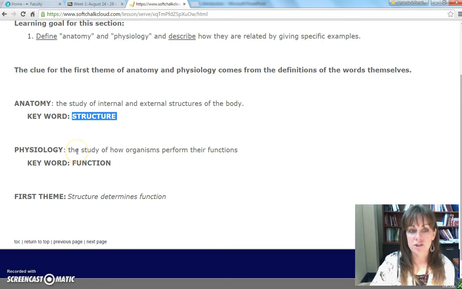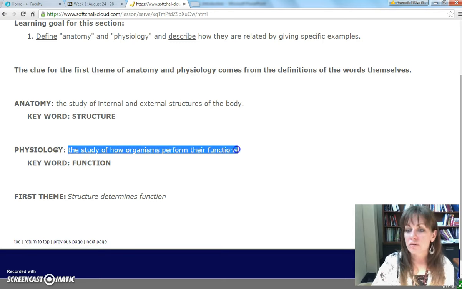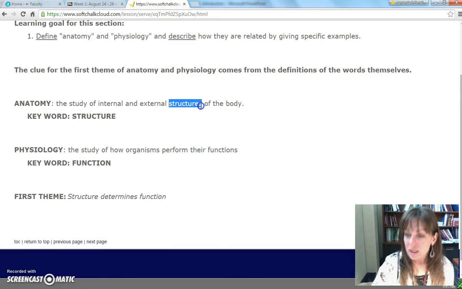Now physiology is not just the study of the structure. What do they look like? What's their shape? But physiology is the study of what they do. What's their function? So anatomy is structure, meaning the shape of the thing, how it looks, how it's put together, what chemicals may be put together, and physiology is a study of what it does.